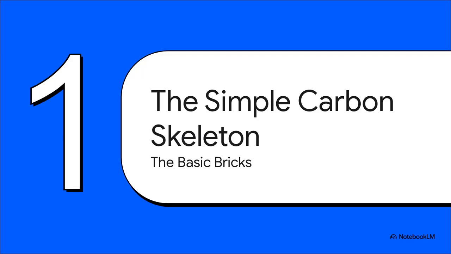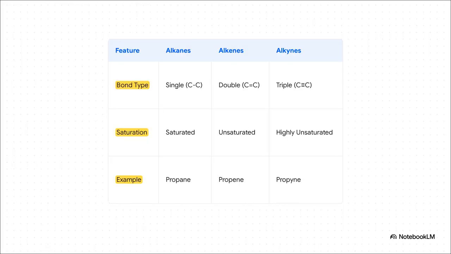Okay, but before we start snapping on all those cool, special pieces, we've got to understand the base plates themselves, right? Let's start with the most basic carbon skeletons out there, the hydrocarbons. So here's a quick breakdown of the three main types. First, you've got alkanes, like the propane you use for grilling. They only have single bonds between their carbons. We call them saturated because they're holding on to the maximum number of hydrogen atoms possible.